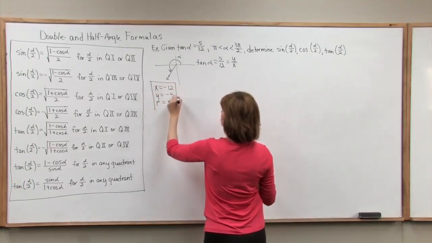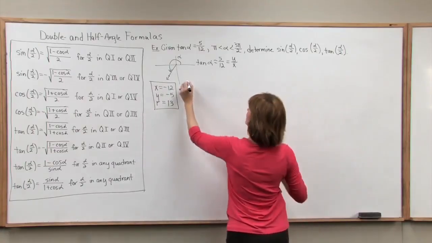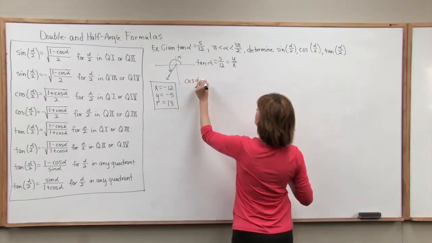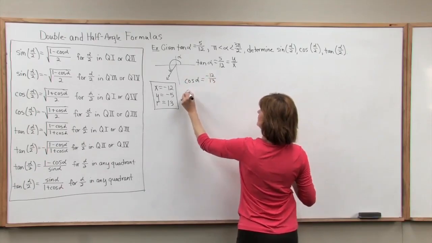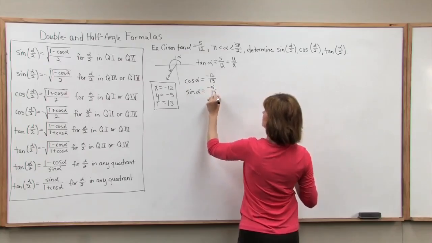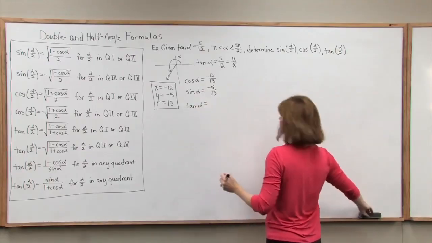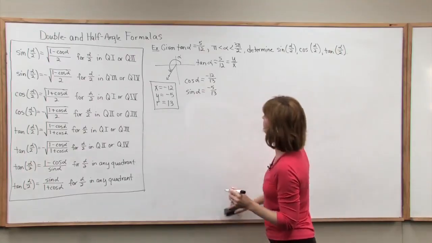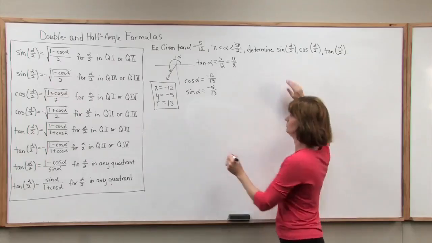So now that we know our x, y, and r, we can find, for example, what's the cosine of alpha? Well, it would be negative 12 over 13. Sine of alpha is negative 5 over 13. And tangent, well, tangent we already know. Tangent is 5 over 12. Okay, so now that we know this, let's start with the sine of alpha over 2.